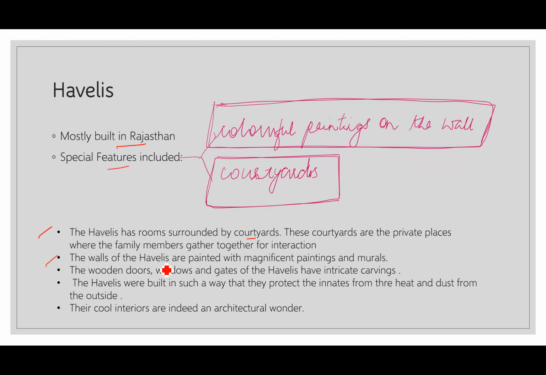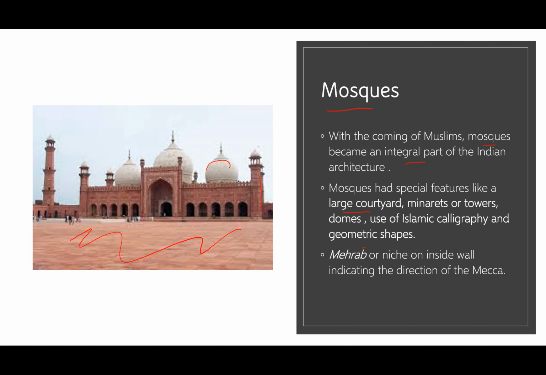Now, the walls of the Haveli are painted with very magnificent paintings and murals, right? Now walls are like this, and doors how are they? The wooden doors, windows, gates of the Havelis have very intricate carvings. Then Havelis were built in such a way that it could protect the person staying in the Haveli from heat and dust from the outside. So their cool interiors are indeed an architectural wonder, right? So the courtyard, I had shown you, this is something like a courtyard if you can just see from here, right?